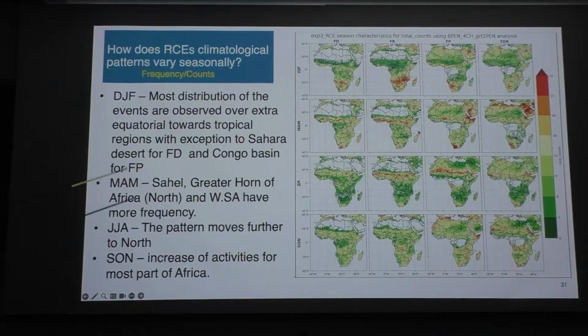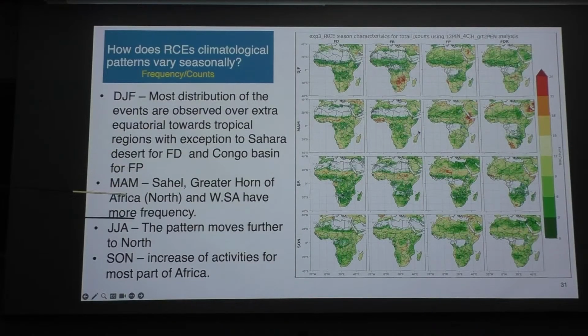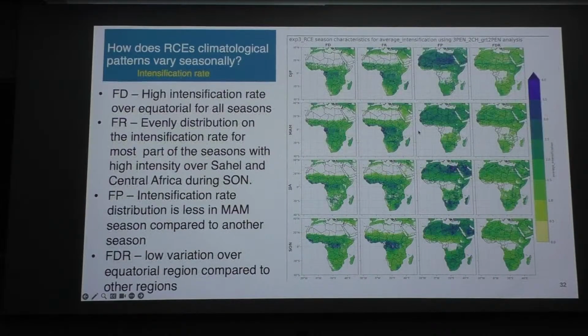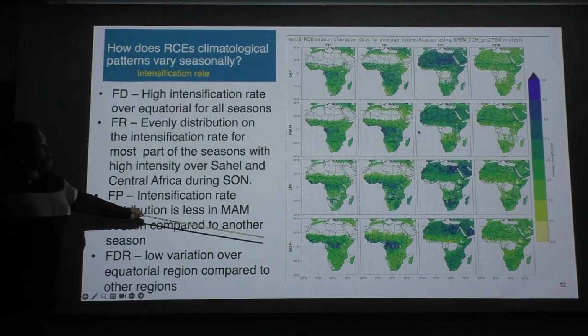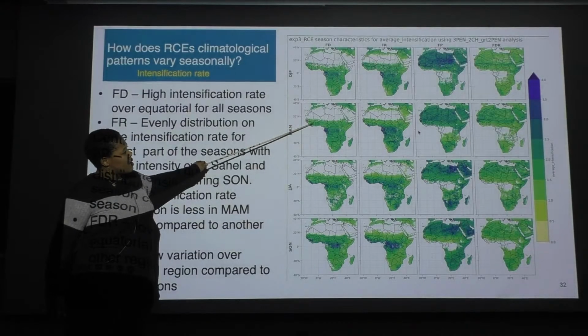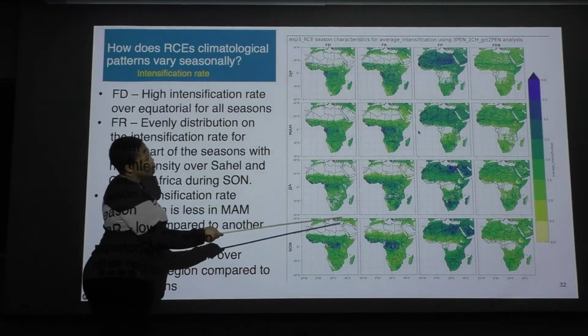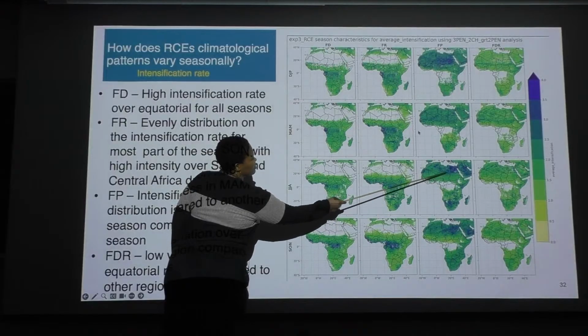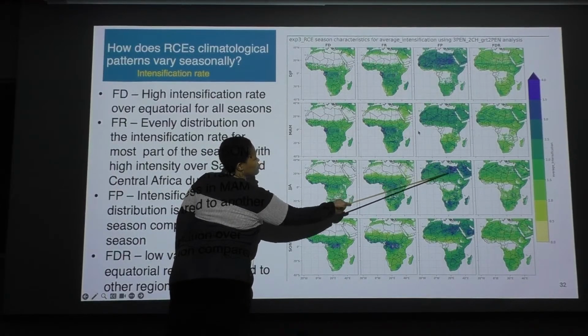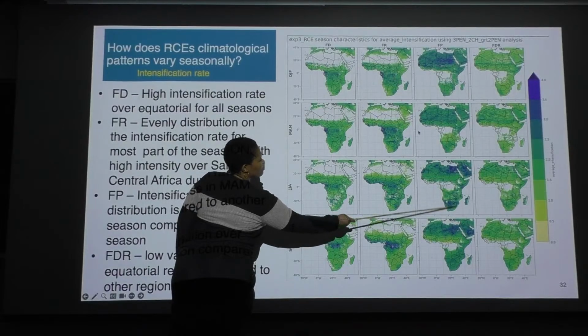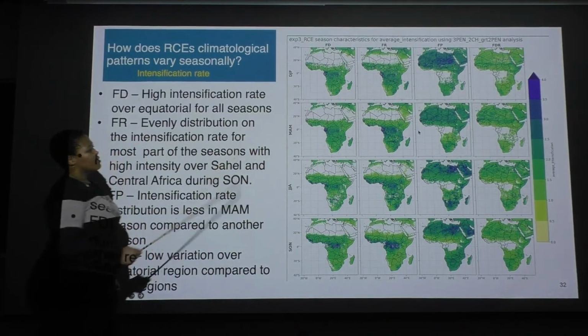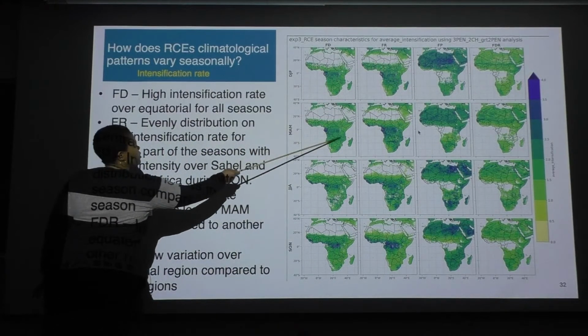So we see the same trend as we go further in defining our event. And this is intensification. It is the same thing for all of the seasons, but for flash pluvial, a lot of events are clustering in the east, south of the Sahara region, southern Africa, and different areas over the equatorial region.